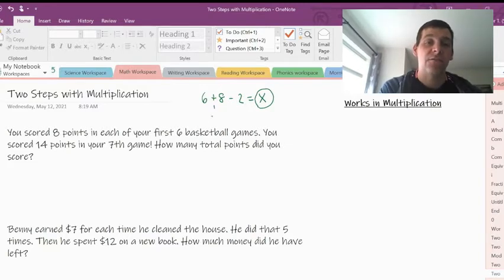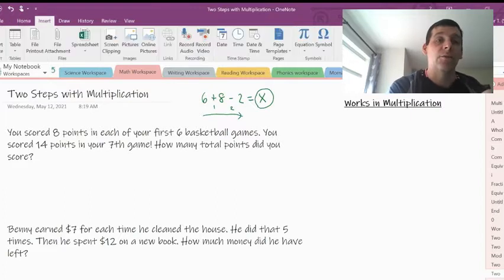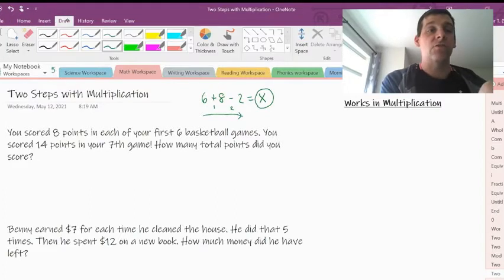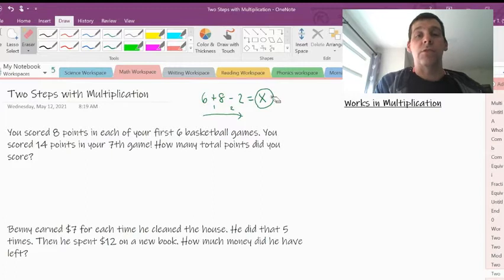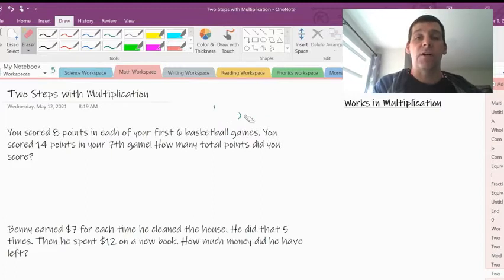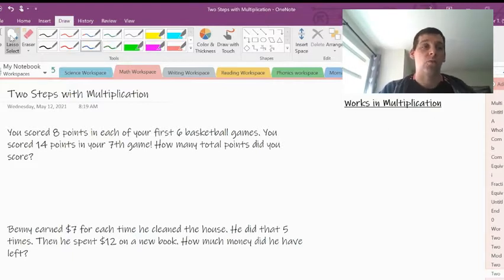Here I have to do my first operation, and then I have to do my second operation, often working from left to right. We're going to add in today a little bit of a new wrinkle, and we're going to go in and try to use some multiplication in here as well. So you're going to see all of these problems are going to involve some multiplication. Before we start doing that, I think the first thing we need to think about is these words, not works, words that are going to mean multiplication.